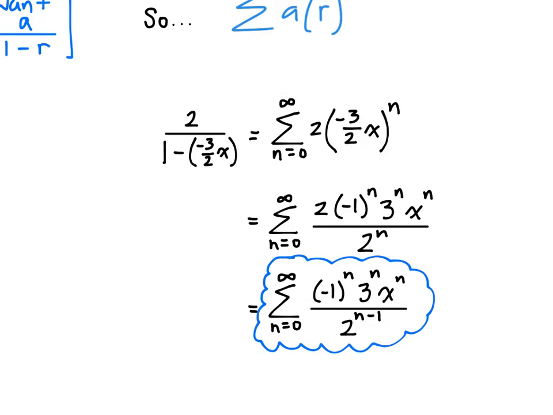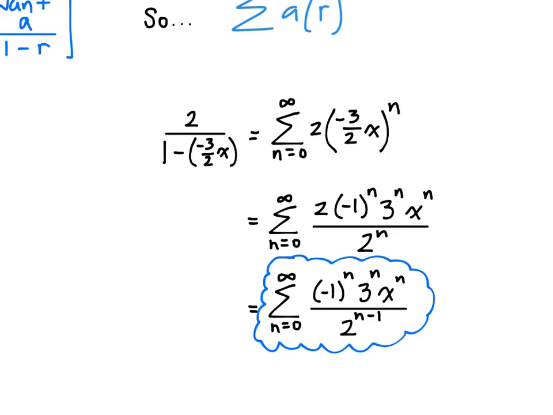Now what we can do is clean things up a little bit, just to make it look a little nicer and identify some things. So I'm just going to break up the numerator and the denominator. So we have that 2. This negative is going to be raised to the n power, then 3 to the n, x to the n. So we're really just breaking everything up over 2 to the n power. All right, so 2 over 2 to the n. Our denominator is just going to go to 2 to the n minus 1. So here is our power series for this function.